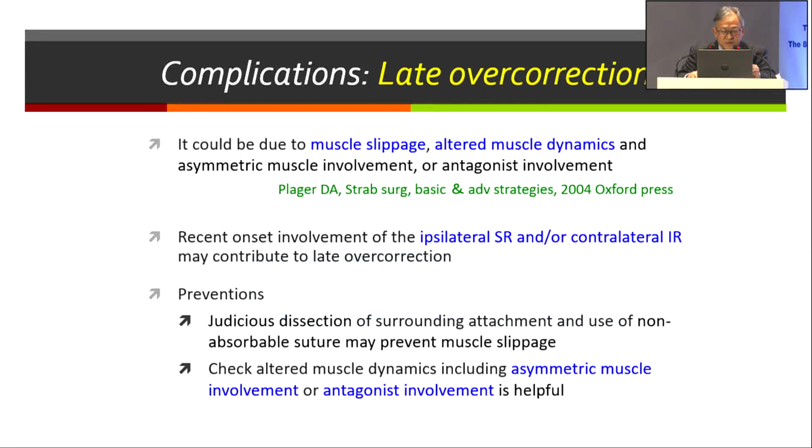Late overcorrection may be caused by muscle slippage. We should judiciously dissect surrounding attachments and use a non-absorbable suture, which may prevent the muscle slippage. On the other hand, altered muscle dynamics, which may occur as a recent onset involvement of the ipsilateral superior or contralateral inferior muscle, may contribute to the later overcorrection.